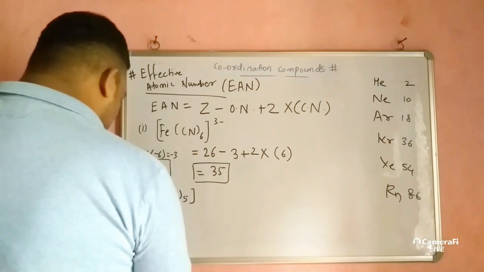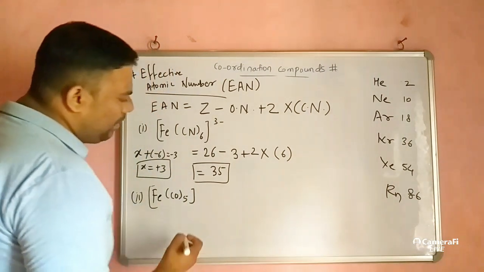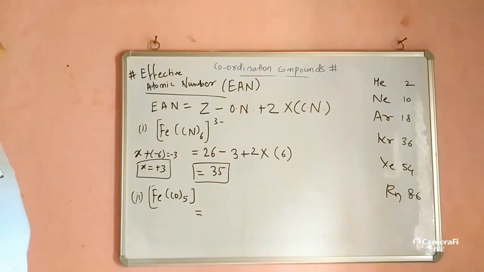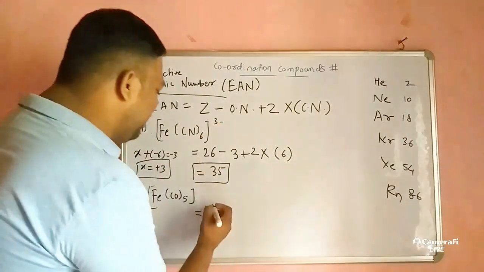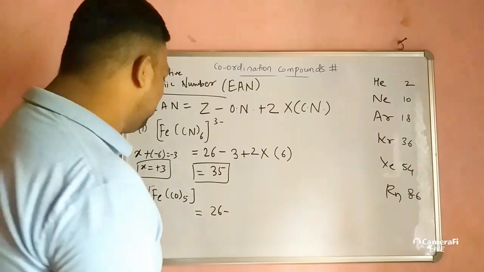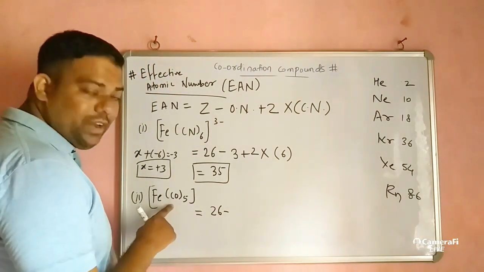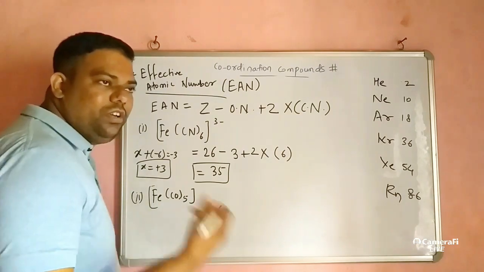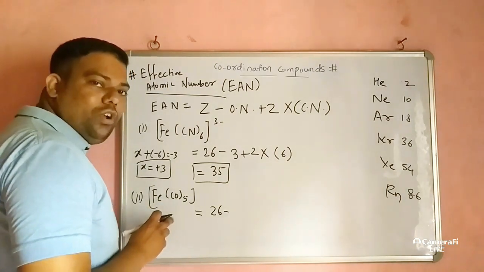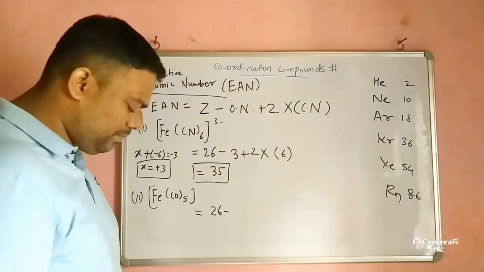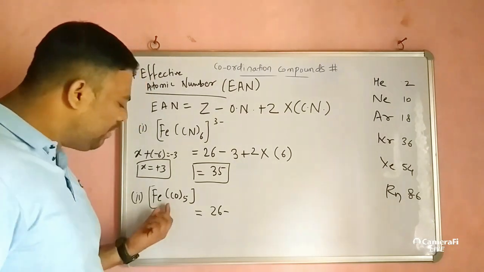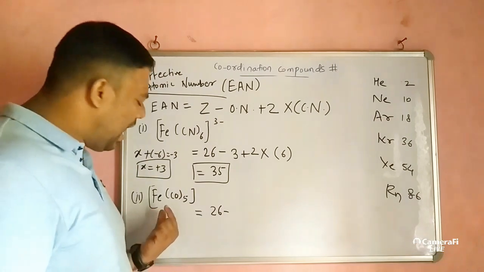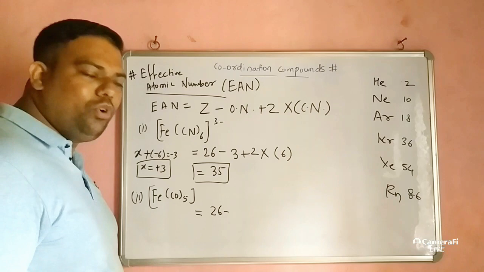Okay, Fe(CO)5. Can you calculate the EAN of this? Yes, calculate with the help of this formula. It is easy. For iron, Z is what, beta? 26 minus oxidation number. Here, as you know, this is carbonyl, or in general we can call it carbon monoxide. But whenever we are dealing with the name, what will be the name? Pentacarbonyl iron.